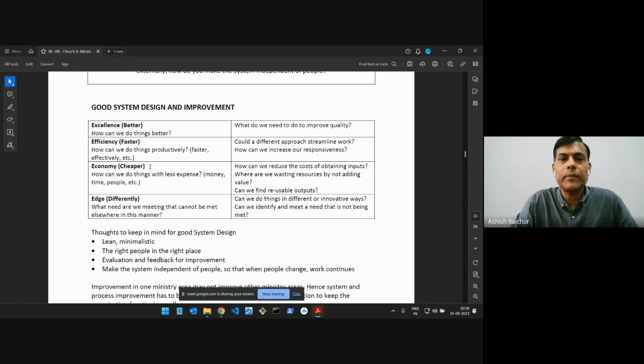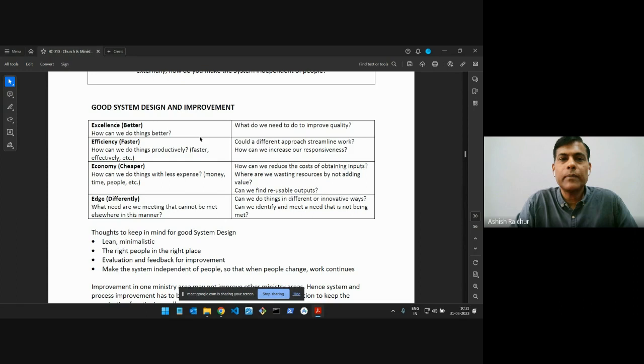Third is economy. Can we do it cheaper? We don't want to waste time or money or people's energy. Can we do it in a less expensive way? Are we wasting resources here without adding value? And fourth is edge. Can we improve the system so that it gives us an edge, so that we are doing something different, or meeting a need that is not yet being met? Can we be innovative? Can it help us solve problems and meet needs? So these four things we keep in mind: excellence, efficiency, economy, edge.